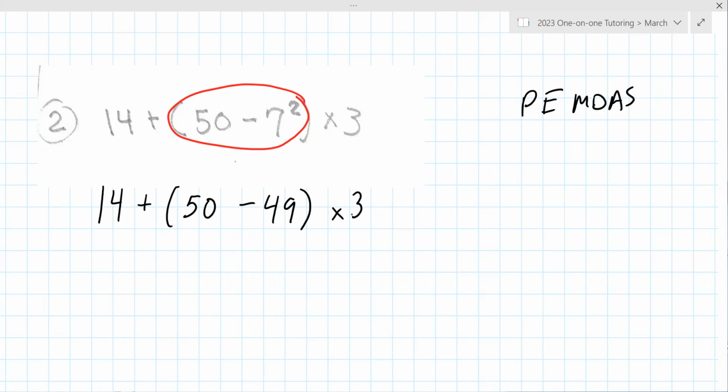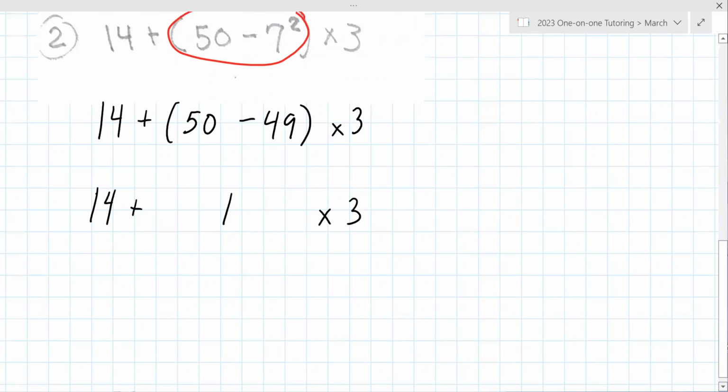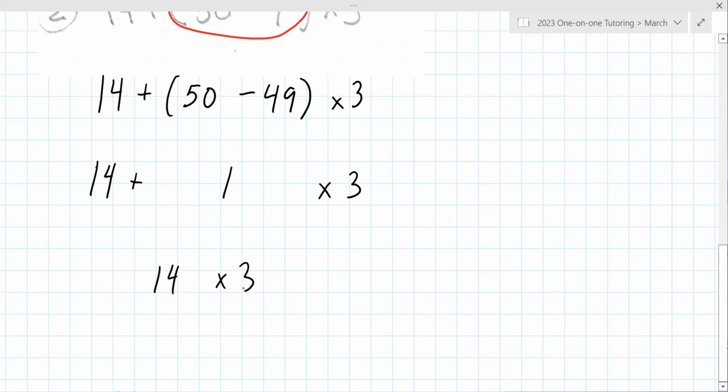And that's just 1. So do you still have parentheses? Yes. So you subtract 49 from 50. And then that's just 1. Now I'm no longer writing the parentheses. This is important. You don't write the parentheses when there's nothing left, meaning you've evaluated everything. Then you go back, it's multiplication. So 1 times 3 is 3. Yes. Very good.